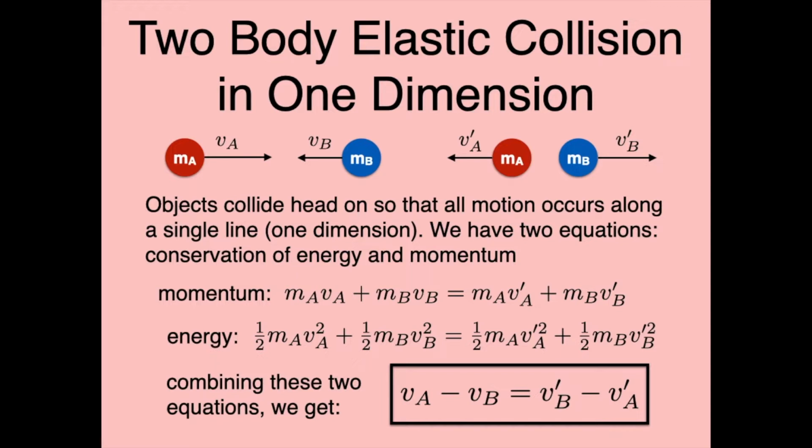Okay, so as I'm about to show you, I'm going to do a little derivation on the board. If we combine these two equations, which together look a little intimidating, we get something kind of simple, which is this: VA minus VB equals VB prime minus VA prime. Okay, so before we move on, I just want to emphasize the equation you see there in the box. It's only valid if you have a two-body elastic collision in one dimension. That's the only time you should ever be using this.